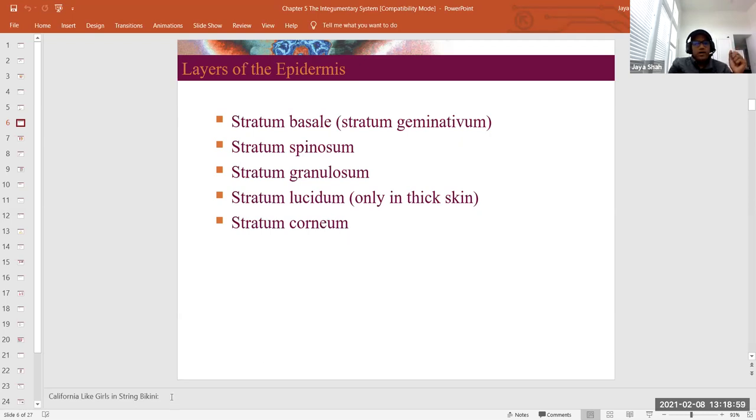To remember these five layers, I have a mnemonic in the note. You see here, so funny: California like girls in a string bikini. Can you see here in the note? C means? Yes, C means stratum corneum. It goes from top to bottom, okay? From superficial to deep. Stratum corneum, like, stratum lucidum. Girls, stratum granulosum. String, stratum spinosum. And B, stratum basal. Just a mnemonic to remember, okay?